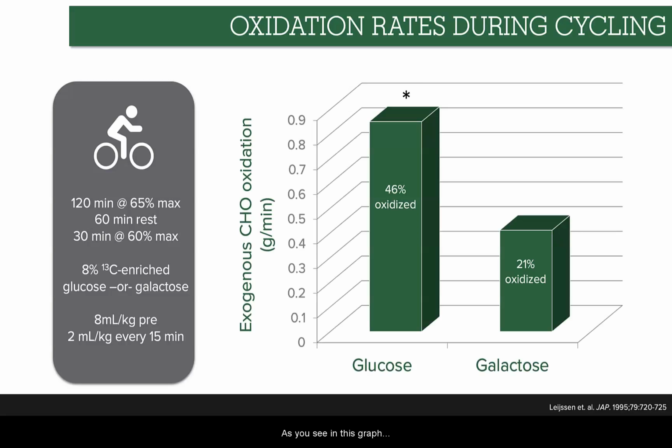As you see in this graph, oxidation of ingested carbohydrate, called exogenous carbohydrate, was significantly greater for glucose than galactose. This paper was published in 1995, and I use this example since it's a direct comparison of two individual carbohydrates classified as sugars, showing different oxidation rates. Since then, there have been many published studies on the oxidation rate of different combinations of ingested carbohydrates during exercise and the effect on performance.